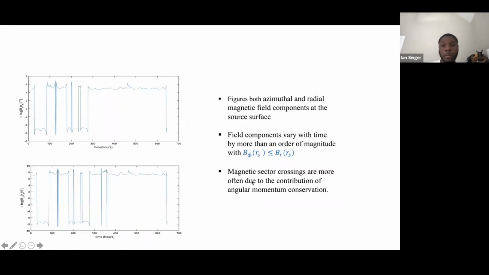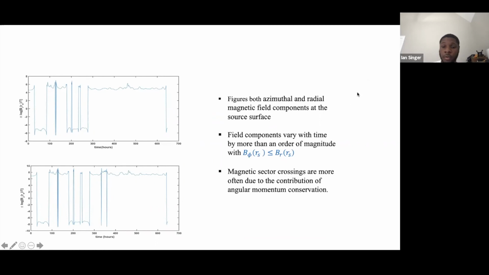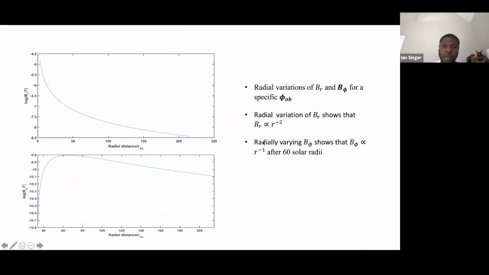Here, these figures show both the azimuthal and radial magnetic field components at the source surface. The field components vary with time by more than an order of magnitude, with BΦ,RS being less than or equal to BR,RS at the source surface. And the magnetic sector crossings are more often due to the contribution of angular momentum conservation. Here, these just show radial variations of BR and BΦ for a specific phi observation point. Radial variation of BR shows that BR is proportional to R to the -2, and radial variation of BΦ shows that BΦ is proportional to R to the -1 after 6 solar radii.